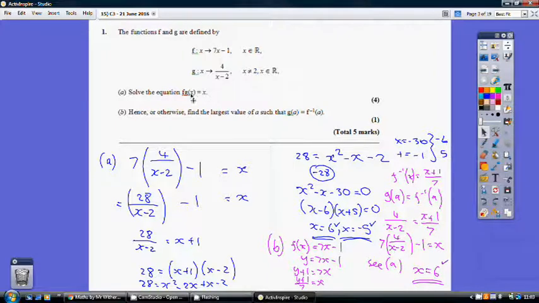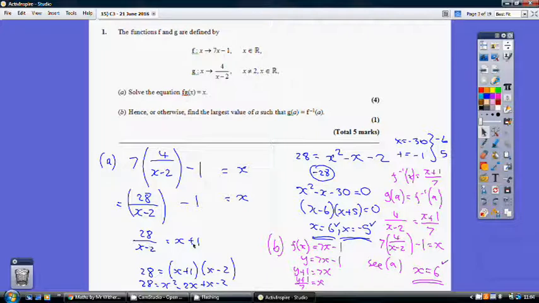So popping x into the g function, well obviously that's what I've got here, 4 over x minus 2, and then I substitute this into the f function. So this goes into this. So I get 7 lots of 4 over x minus 2 minus 1 equaling x. So then multiply by 7 gives me this. Add 1 to both sides gives me this.